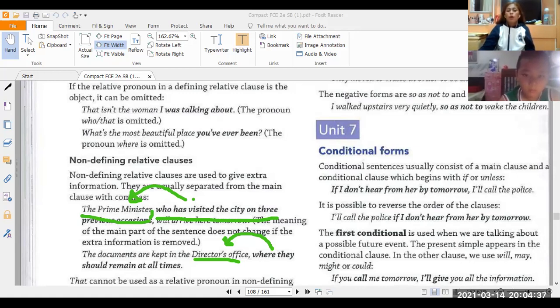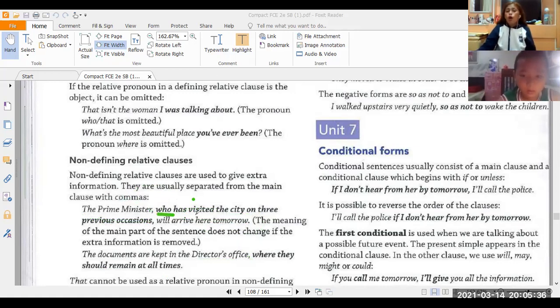You understand? Look at this as one example again. The prime minister who has visited the city on three previous occasions. This is the relative clause introduced by the relative pronoun who. Who has visited the city on three occasions? The prime minister. The documents are kept in the director's office, and there is a comma after the director's office. The director's office is a place, so the relative clause, introduced by the relative pronoun where, refers to the director's office. Clear, Kyo? Do you understand? Yes, I understand.